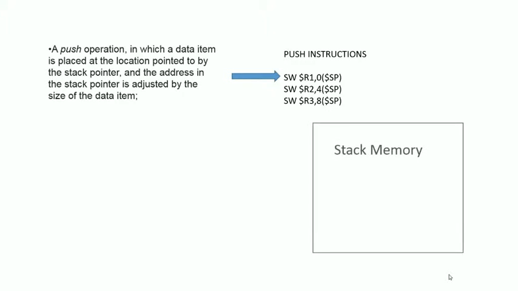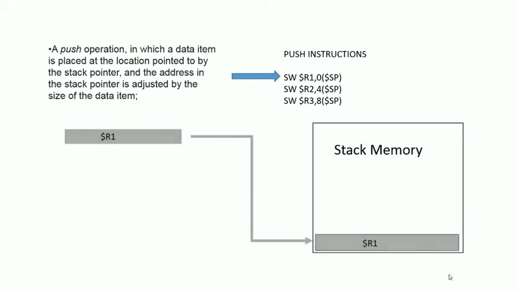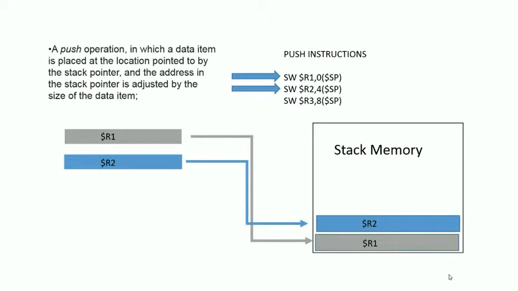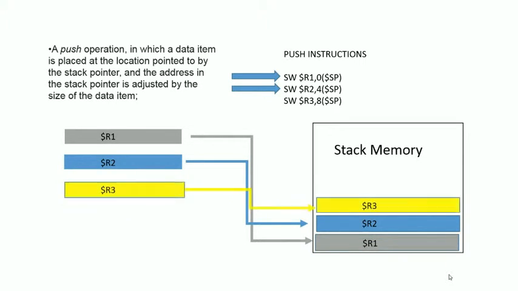First of all, when store word with register R1 is executed, the contents of the register R1 is stored into the stack memory. Further, when register R2 store word is executed, the contents of the register R2 is stored on the top of register R1 in the stack memory, and the flow goes on.